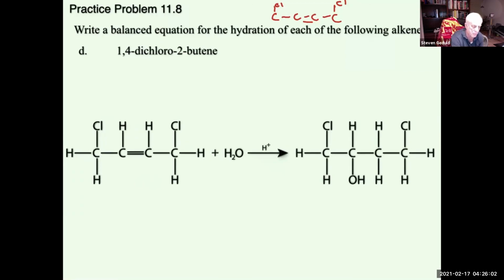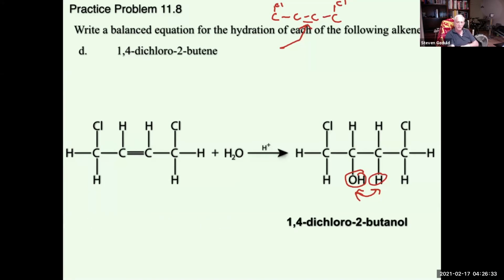Then it's going to attack this double bond. And we're going to put on the double bond an OH and an H. If we switch those, it's the exact same compound, right? Because it's completely symmetrical around that carbon-carbon double bond. So if we switch that, it's still going to be 1,4-dichloro-2-butanol. Okay, it doesn't matter how you arrange it. It's going to be the same compound.